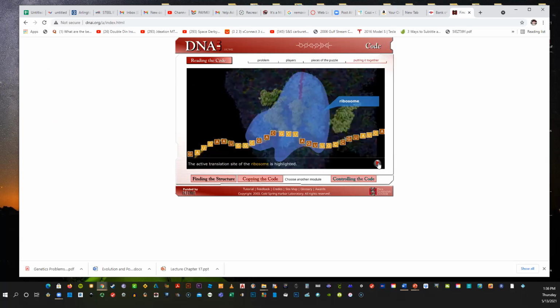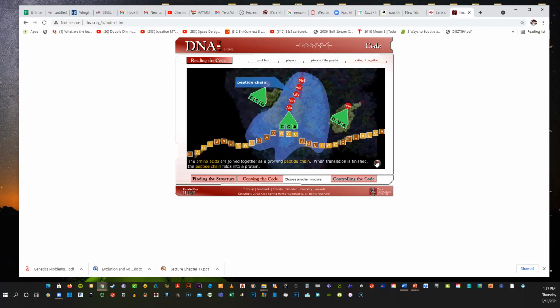So this is for translation. So we have the large subunit and the small subunit. This is showing the codons and the anticodons. Can you guys see the screen? Yes. Okay. So the green triangles and then the red dots are the amino acids that they bring in.